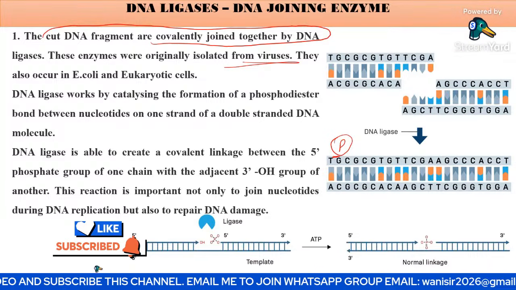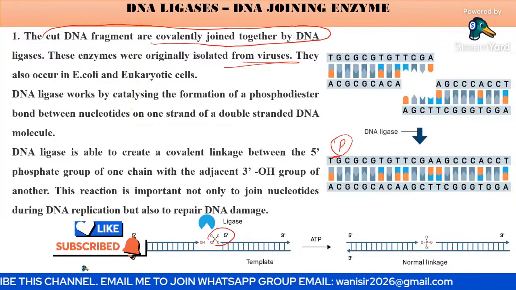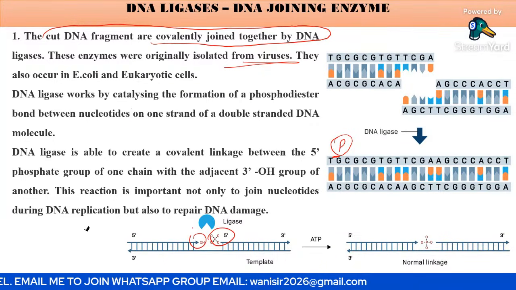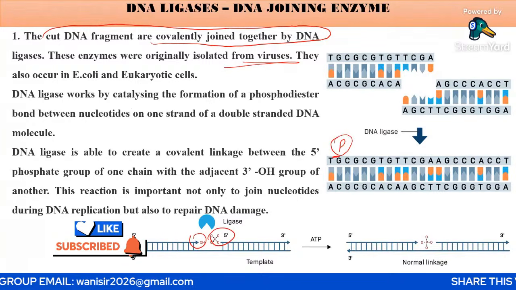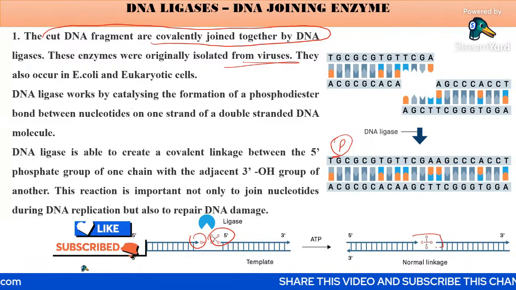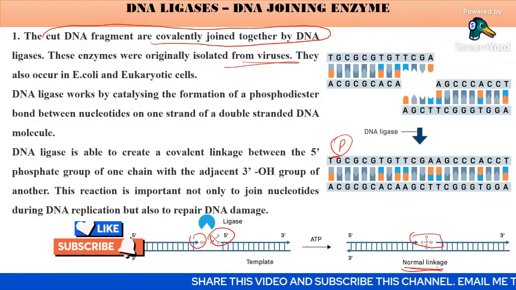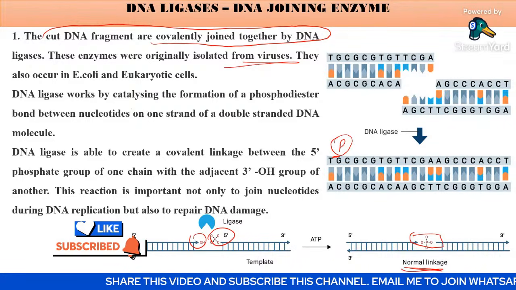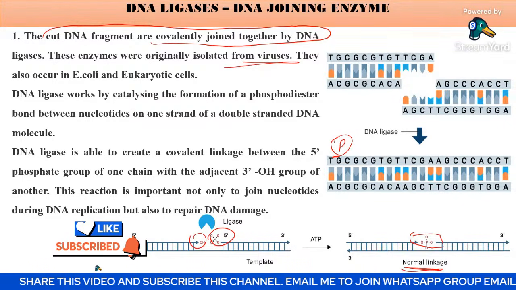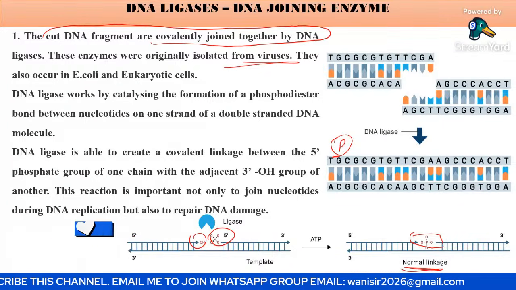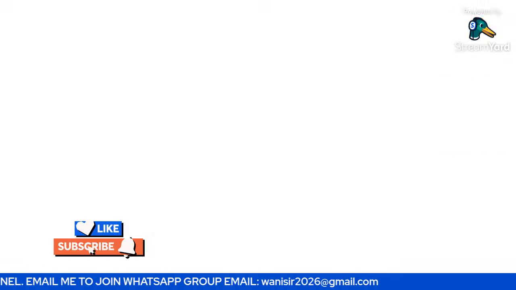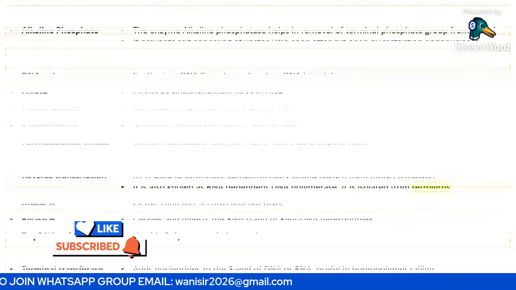So this is the 5 prime phosphate end, and this is the OH end of the 3 prime end. In the presence of ATP, they help in the formation of a phosphodiester bond, that is the normal linkage. This is the enzyme catalyzed ligation that you have to remember, and it needs ATP for its bond formation.